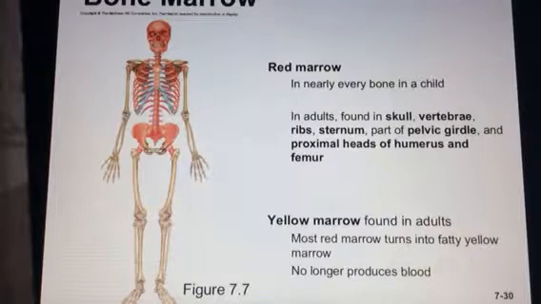So this kind of gives you a visual of which bones are actually producing red blood cells, which bones have red marrow: all bones in children, and in adults, the ones that are in red in this picture. And then the yellow marrow is everywhere else because it has turned from red to yellow marrow and no longer produces blood.